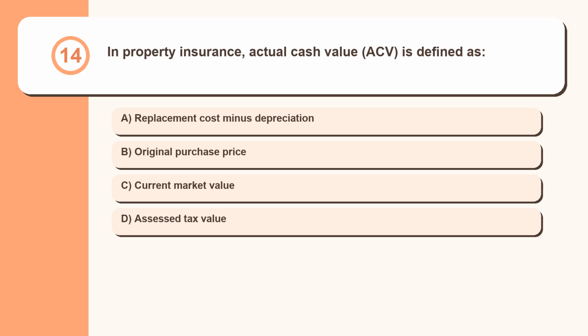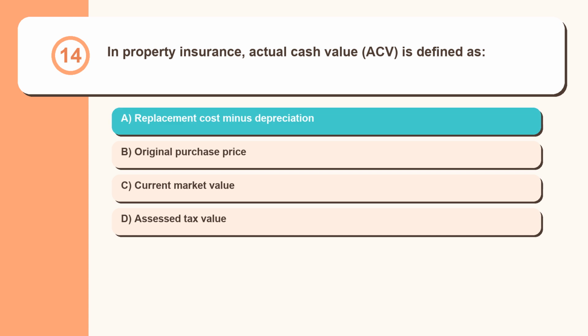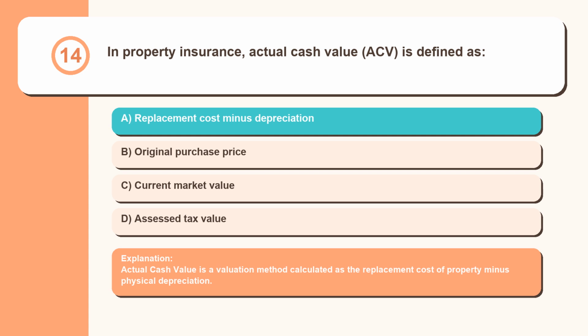Question 14. In property insurance, actual cash value, ACV, is defined as replacement cost minus depreciation, original purchase price, current market value, assessed tax value. Actual cash value is a valuation method calculated as the replacement cost of property minus physical depreciation.